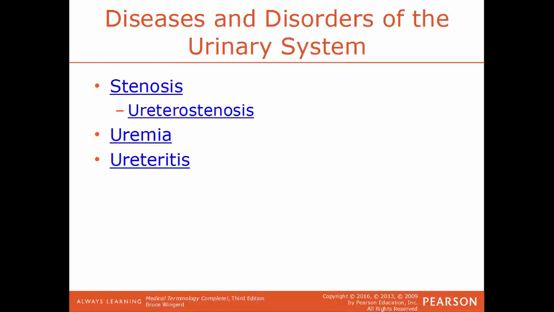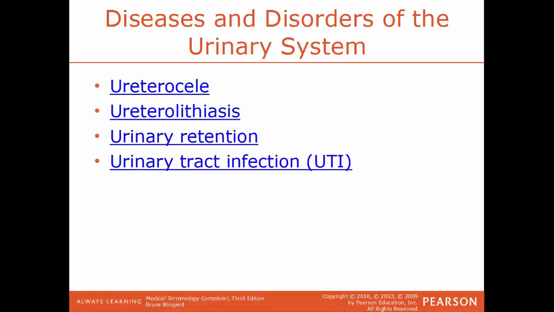Uremia is having an elevated level of urea within the blood. Ureteritis is an inflammation of the ureter. Ureterocele. This is a congenital defect where the ureter actually will swell up and balloon right where it meets the bladder. So it will form a sac-like pouch, something that is more common in females than it is in males. Ureterolithiasis is a condition of having stones within the ureter.